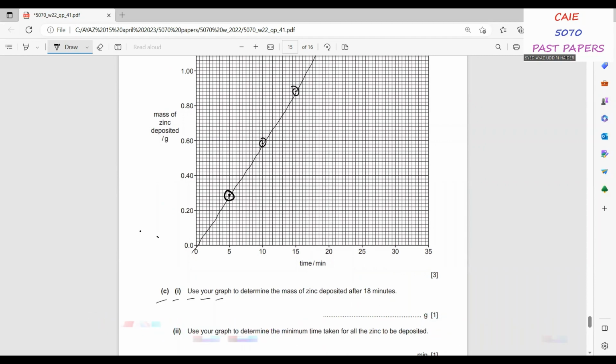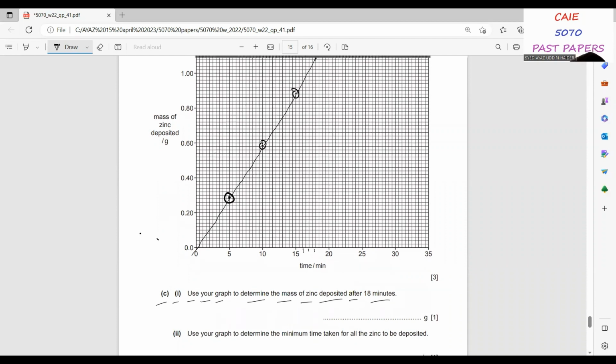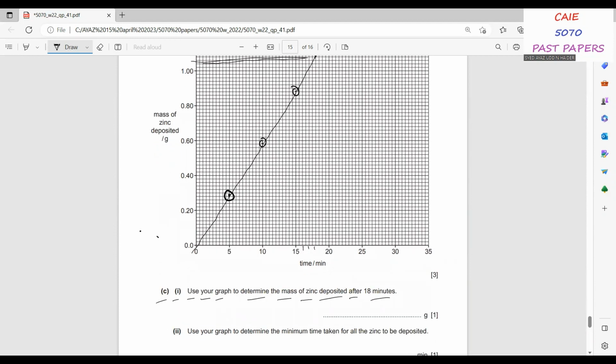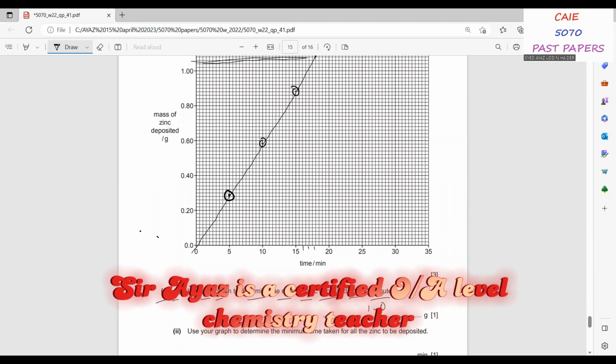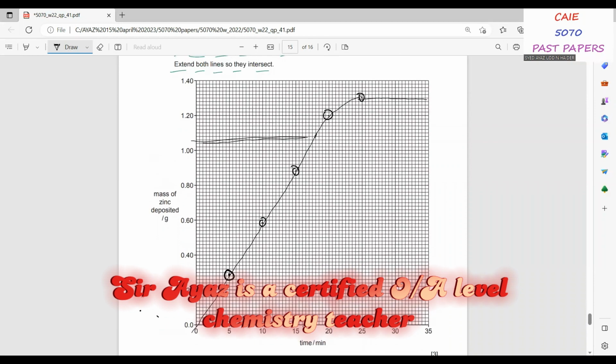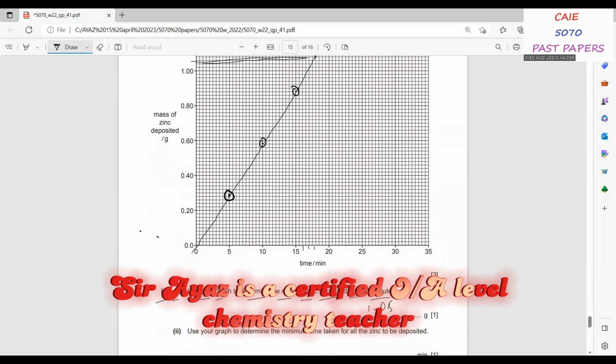C1, use your graph to determine the mass of zinc deposited after 18 minutes. So 18 minutes will be here. You have 16, 17, 18 minutes. So 18 minutes will be here. So you'll have 1.05, or 1.06 grams.